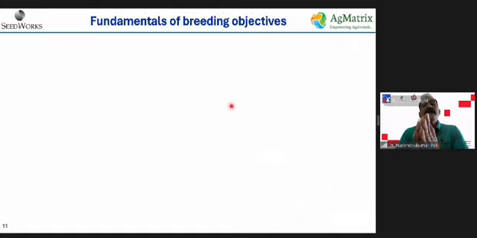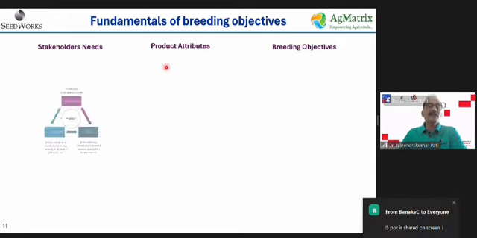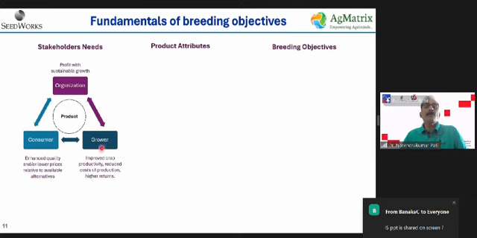Before establishing any breeding program, you have to set up the breeding objective. Now, what are the parameters for deciding the breeding objective? If you focus on it, you have to account for stakeholder needs and product attributes. On the basis of these two, you have to set up the breeding objective. So what are the stakeholder needs? First of all, see what stakeholders are involved in this business.